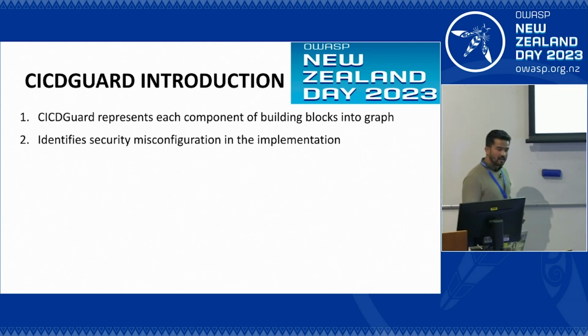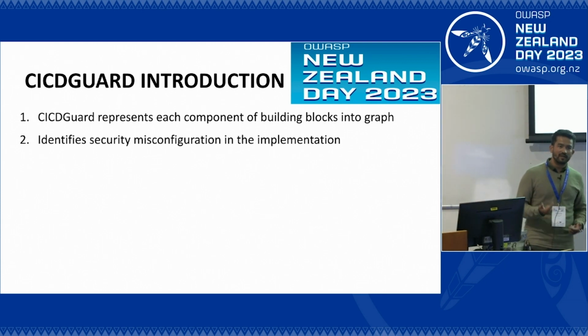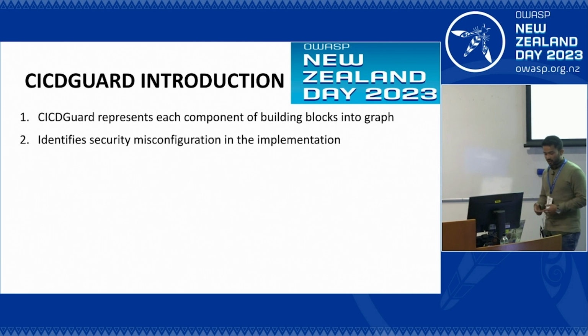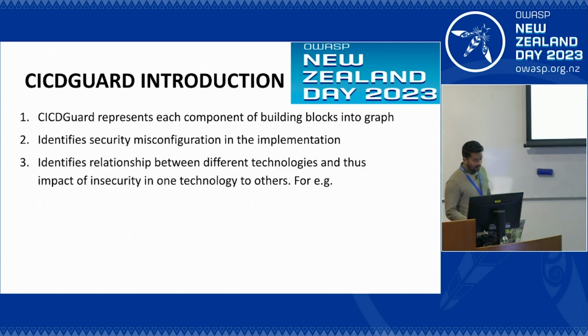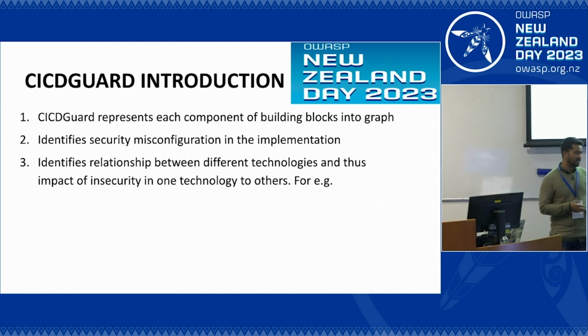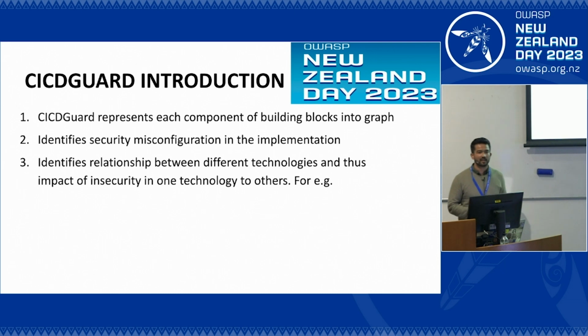Second, obviously, it tries to identify security misconfiguration issues for all the supported technologies at this point in time. Like I said, I'm actively working on extending it. And the third part, which I just touched upon, one of the key features, is that it tries to identify the relationship between the different technologies. In that way, it can help us identify that if one technology is compromised, how it's going to impact the other one.